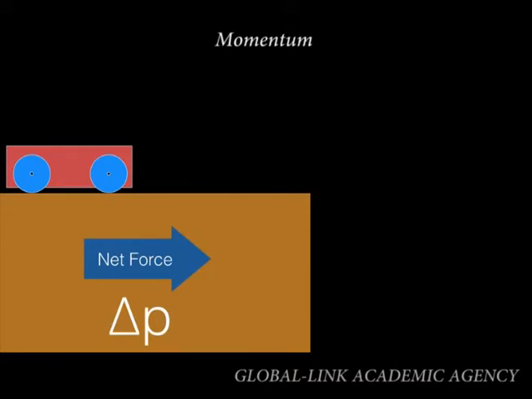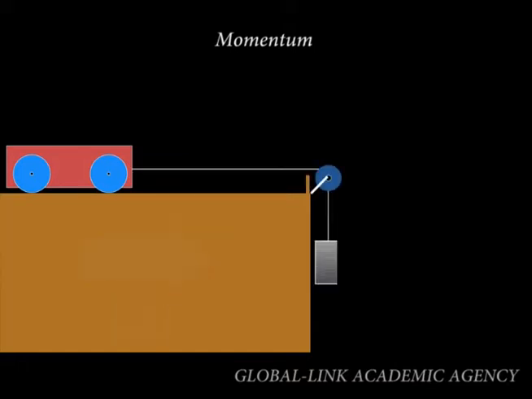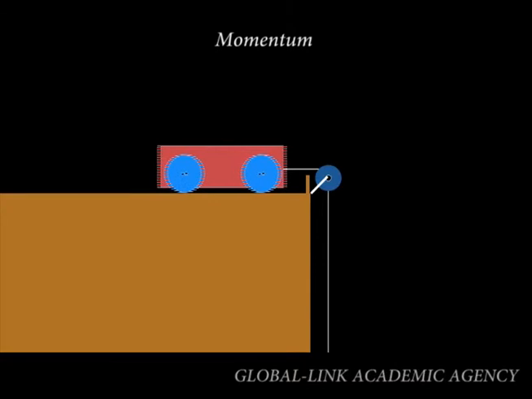So let's say we have a cart like this. It's at rest, it has no momentum, and we apply a net force to it, say by connecting it to a weight. Now we apply a net force to the right. What's going to happen to our momentum? It will increase to the right.